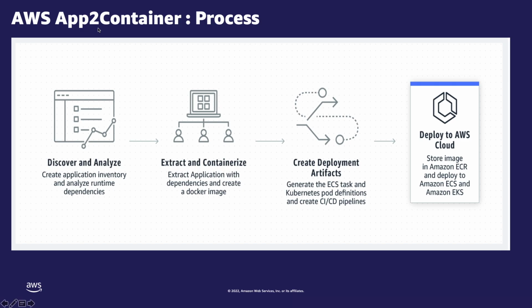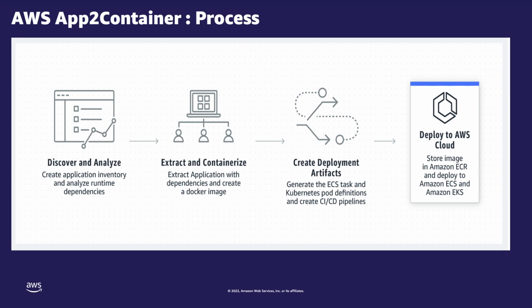Let's talk about the workflow of App2Container. We will look into each step in the demo shortly. At a high level, App2Container contains 4 steps. The first step in the process is to discover the running applications in your server by creating application inventory and then analyzing them. The next step is to run extract and containerize to retrieve all application artifacts to the worker machine. This is with the assumption that you are running the App2Container on a worker machine.